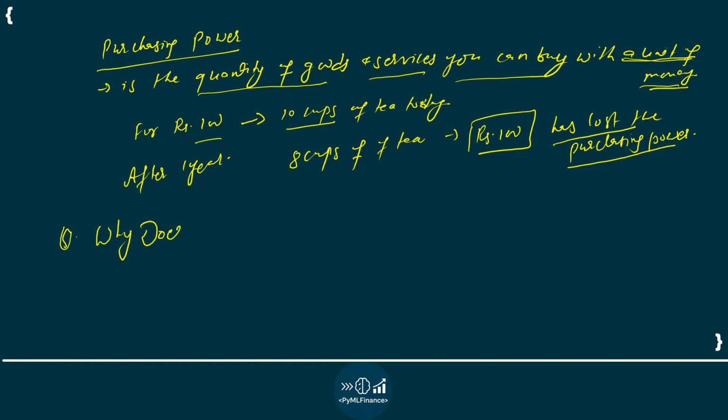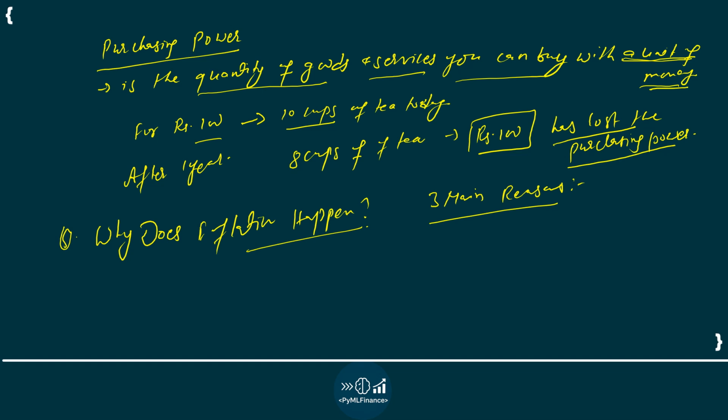Why does inflation happen? It is a big question to ask when you come to know about inflation, okay. That inflation is stealing your money. If you see here, inflation is simply stealing your money. From the examples you can see. So why does inflation happen? There are three main reasons for inflation to happen.